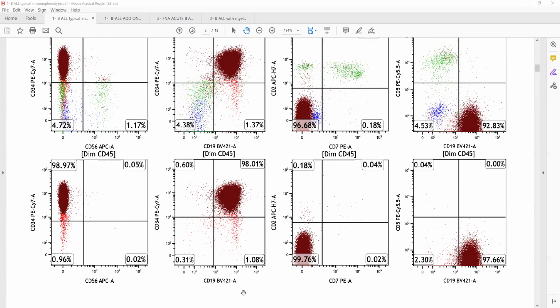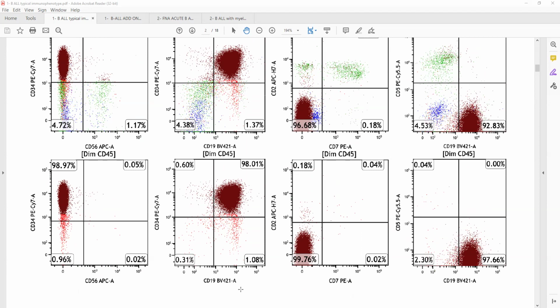CD19 is positive in this population, and we said that CD19 is a sensitive and specific marker for B-cell differentiation. However, you have to be careful because acute myeloid leukemia can show CD19 expression, but CD19 expression in acute myeloid leukemia is usually dim, meaning that it's usually in the middle here, with this line being in the middle. However, this population that I see here is quite positive for CD19. So that's a very good sign that we're dealing with a B lymphoid blast population.